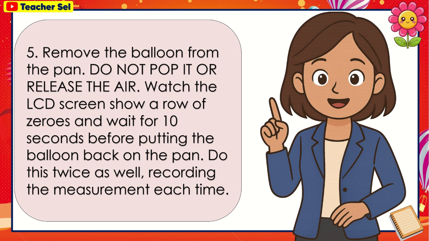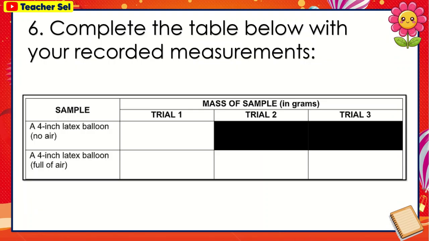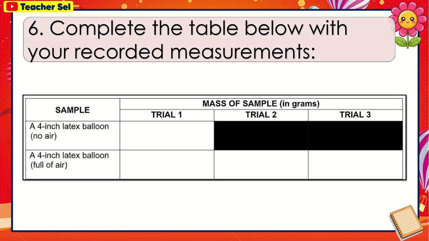Watch the LCD screen show a row of zeros and wait for 10 seconds before putting the balloon back on the pan. Do this twice as well, recording the measurement each time. Complete the table below with your recorded measurements.